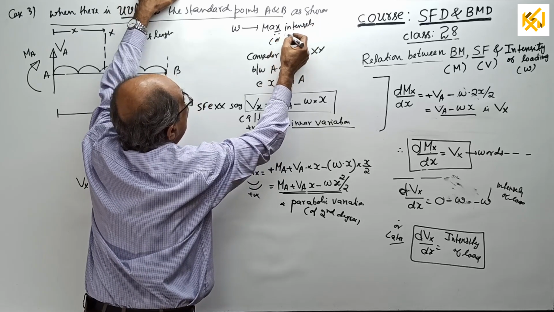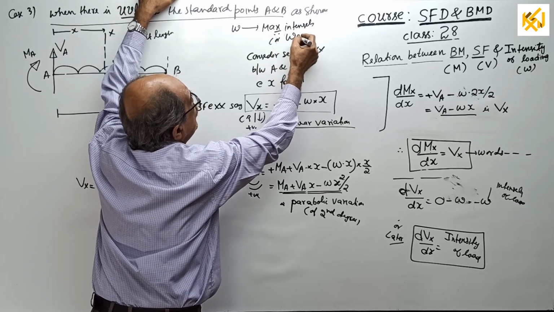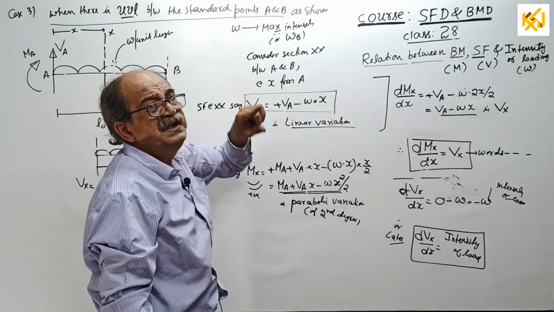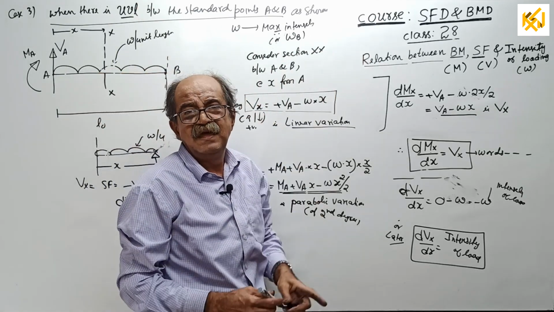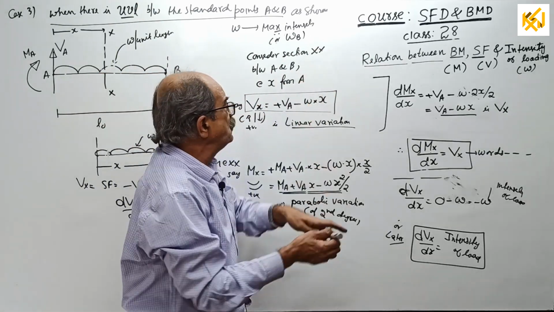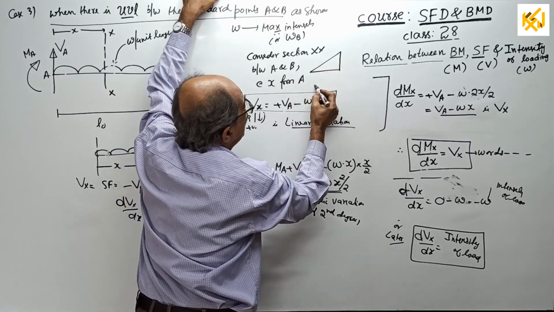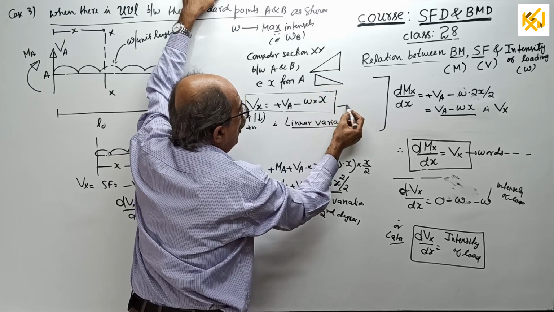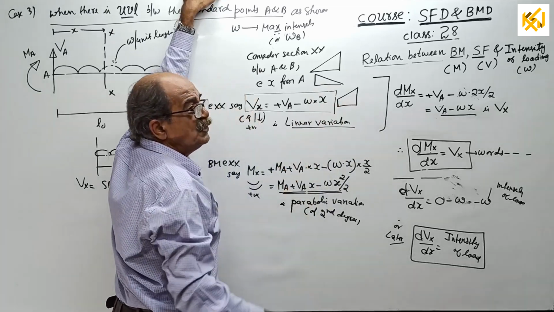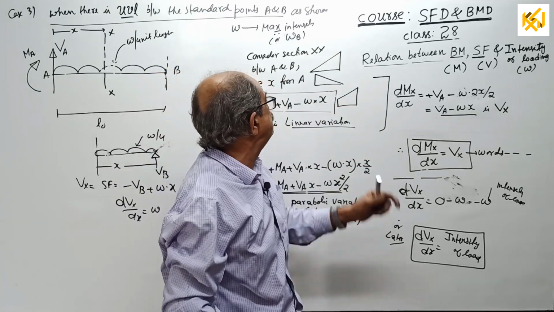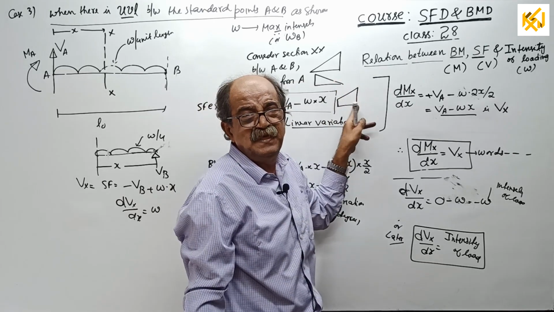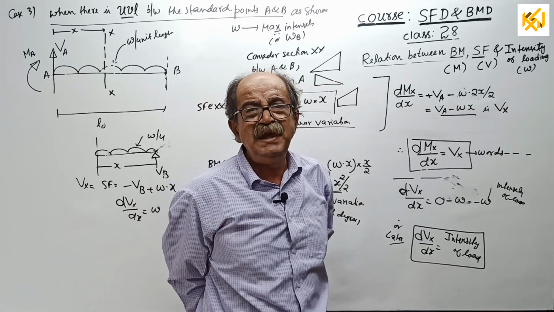Or you can tell W at B, because intensity varies along the length, W at B. But of course, that means I am going to consider UVL like this. Same theory valid for this also, or even for this also. I can even explain this one, but there is a limit.